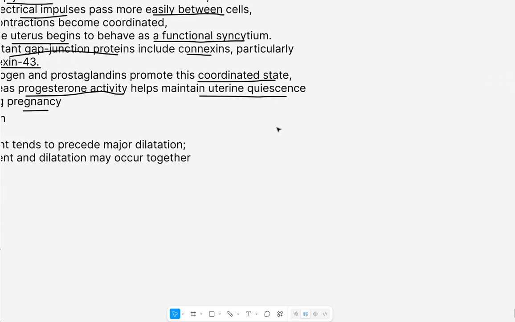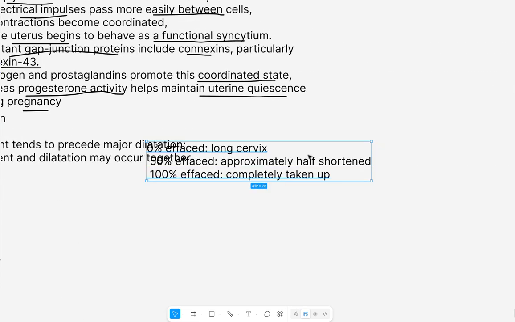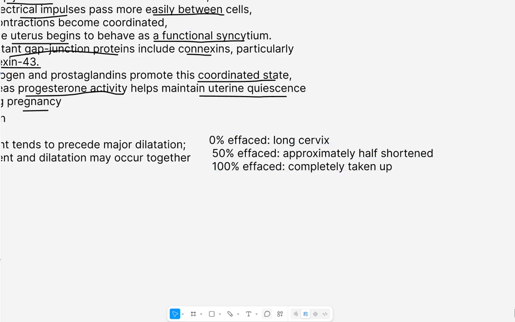So let me put these examples of cervical effacement here. If it's 0% effaced, we say it's a long cervix. If it's 50% effaced, we say it's approximately half shortened. And if it's 100% effaced, we say that it's completely taken up.